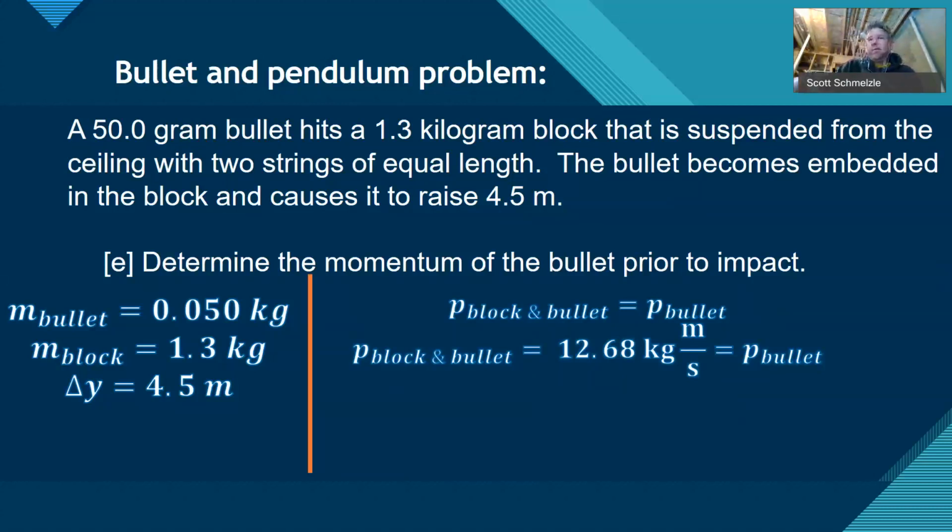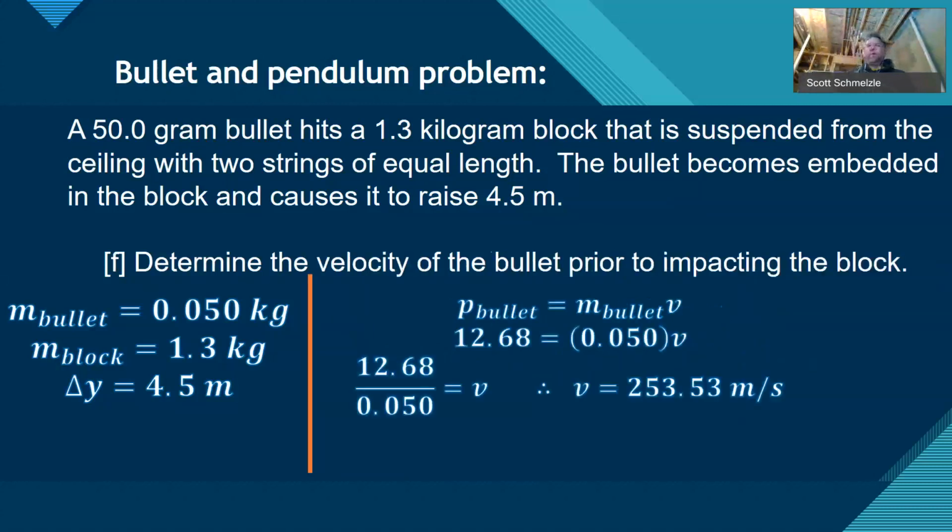So once we know the bullet's momentum, then what we're able to do is say, all right, let's find the velocity of the bullet. So we take the 12.68, which was all the momentum in the beginning. So just before this thing hit the block, we saw that this bullet had a momentum of 12.68. This instant before, right? We divide that by 0.05, and what we end up finding out is the velocity of the bullet prior to impact with the block was 253.53 meters per second.